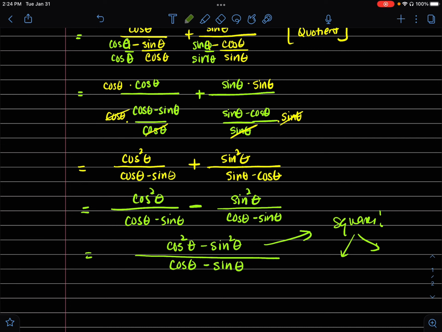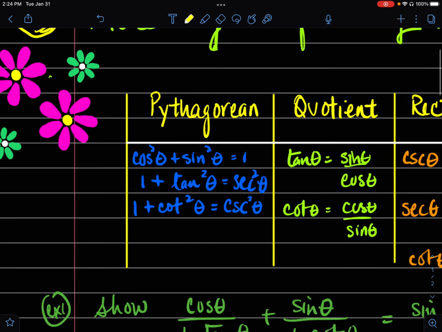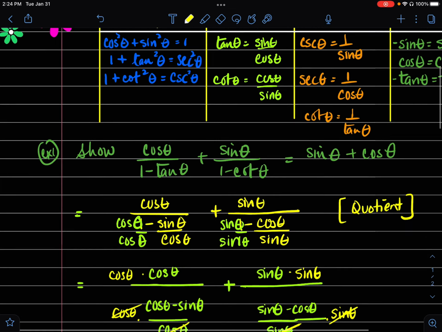There's a possibility that this could be the Pythagorean identity, or the other one is difference of squares. One of these should work within the scope of our pre-calculus, which means, let me look at the Pythagorean for a second. Cosine squared theta minus sine squared theta. This is not a minus, it's a plus there, right? So that directly doesn't convert it to the Pythagorean identity.